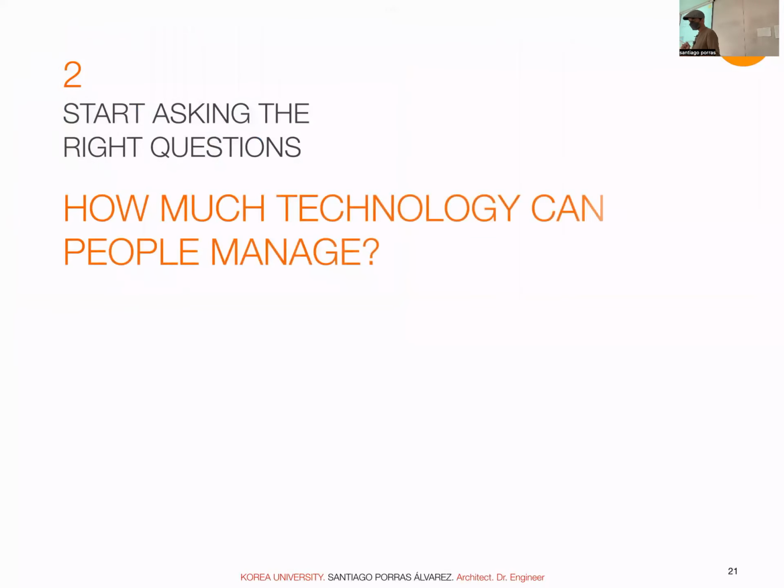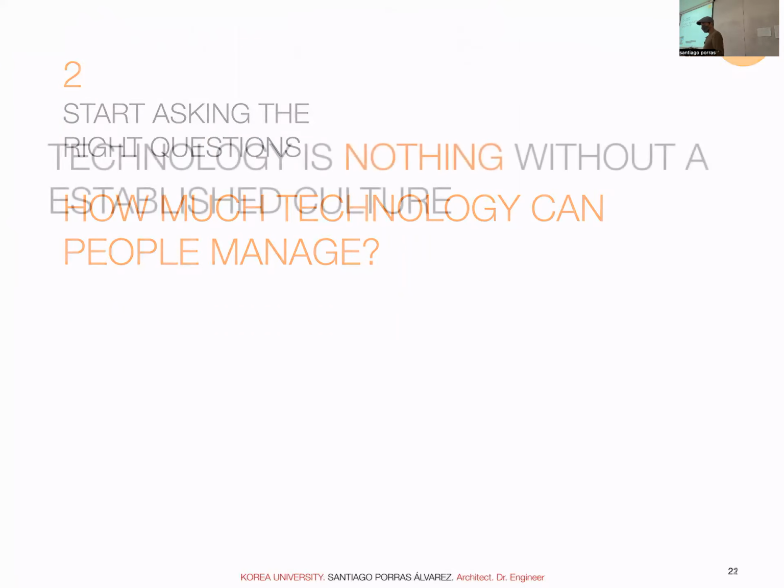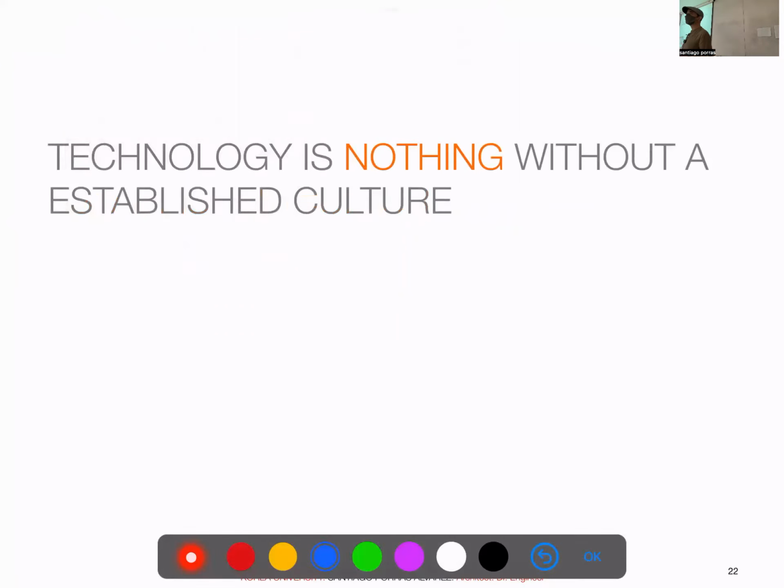Second point, how much technology can people manage? We think of sustainable buildings as high technology. We rely on engineers, and we make buildings so complicated that hardly anybody can use them. So if there's not a culture for using the technology, technology is totally useless, right?